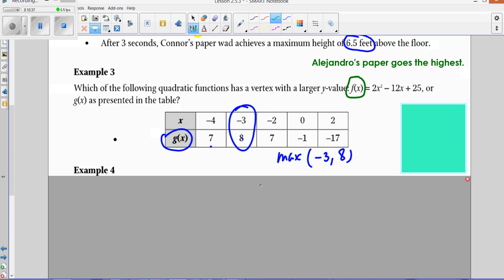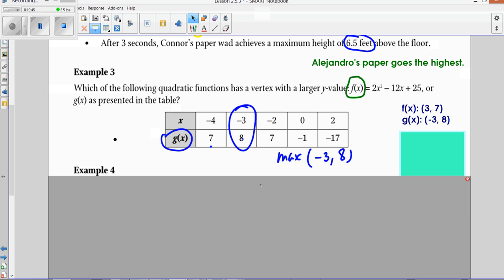You're going to adjust your window and find your maximum. All right, I don't think I need to do that. We've kind of done that for a while. So over here, I have that written down. So f of x, after using your calculator, will be (3, 7). g of x is going to be (-3, 8).